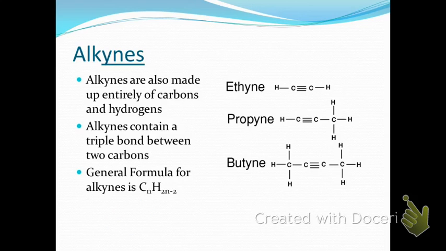Alkynes also can be a little more complicated with naming, but in general you need to know that they are also made up entirely of carbons and hydrogens. They contain a triple bond between their carbons somewhere within the molecule, and the general formula is CnH2n minus 2. So with propyne, it would be C3H, 2 times 3 is 6, but minus 2 is 4.